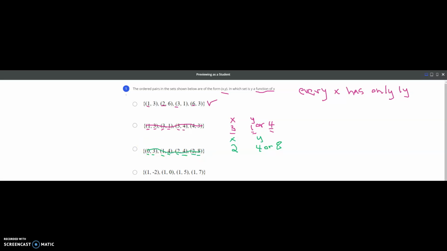And let's do this last one here, just to make extra certain I did this right. X is 1, y is -2. X is 1, y is 0. So that means if x is 1, y can be -2 or it can be 0. That means this x has two different y's, so it's not this one. So this is the best answer. That's correct.